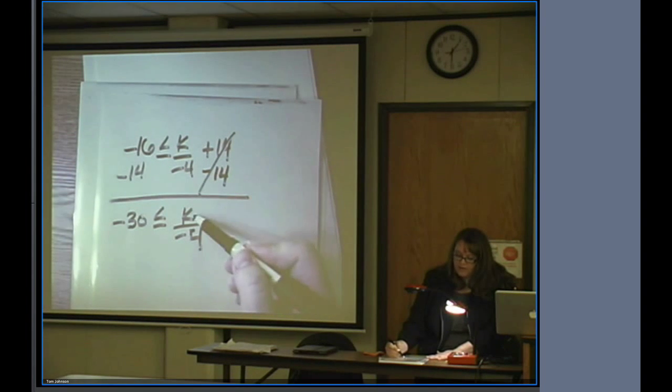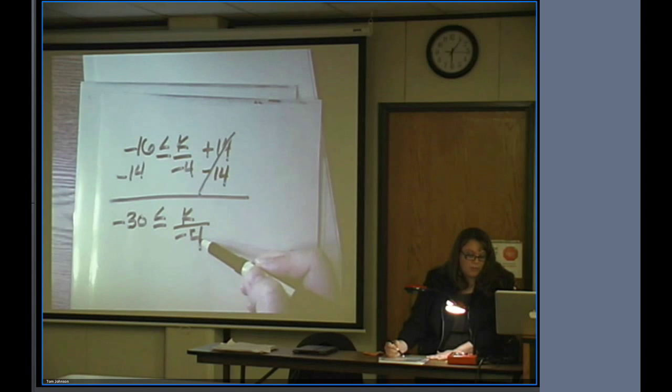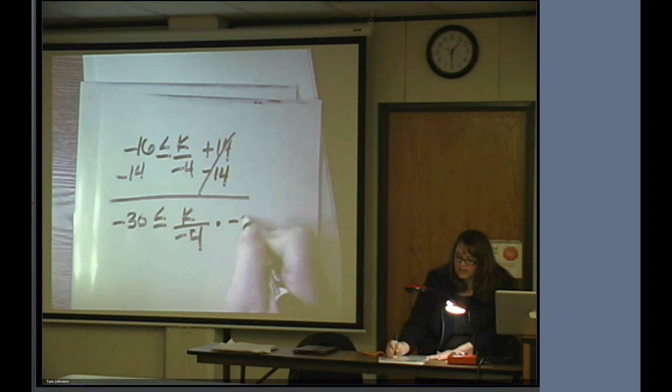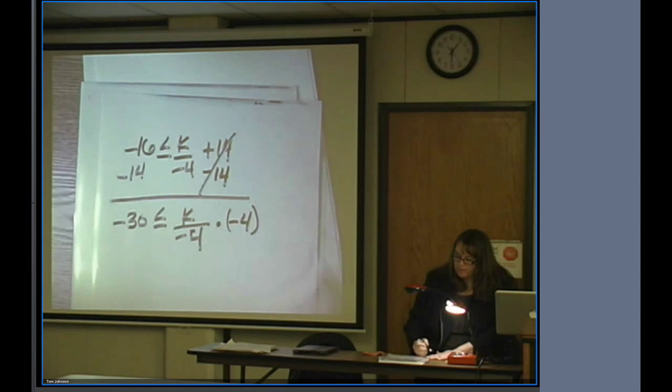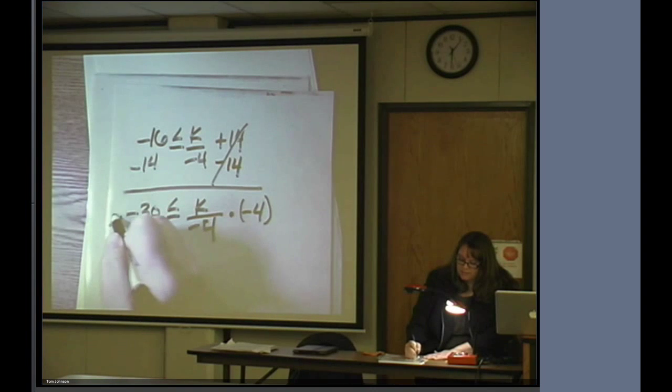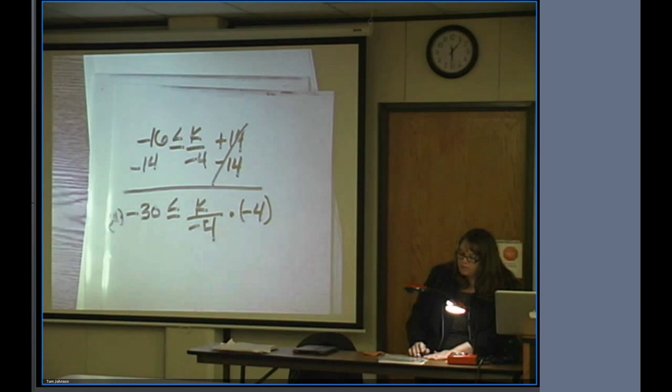So again, we have a variable here, and we're dividing by negative 4. So we want to do the opposite there, and the opposite is going to be times. We want to take the sign with it, so we're going to times by negative 4. We want to do that to both sides. But when we do that to both sides, because this is an inequality, our inequality is going to switch directions. So what we end up with is 120 is greater than or equal to k. So again, anytime we multiply or divide by a negative number, we need to change the direction of the inequality, which is what we did here.